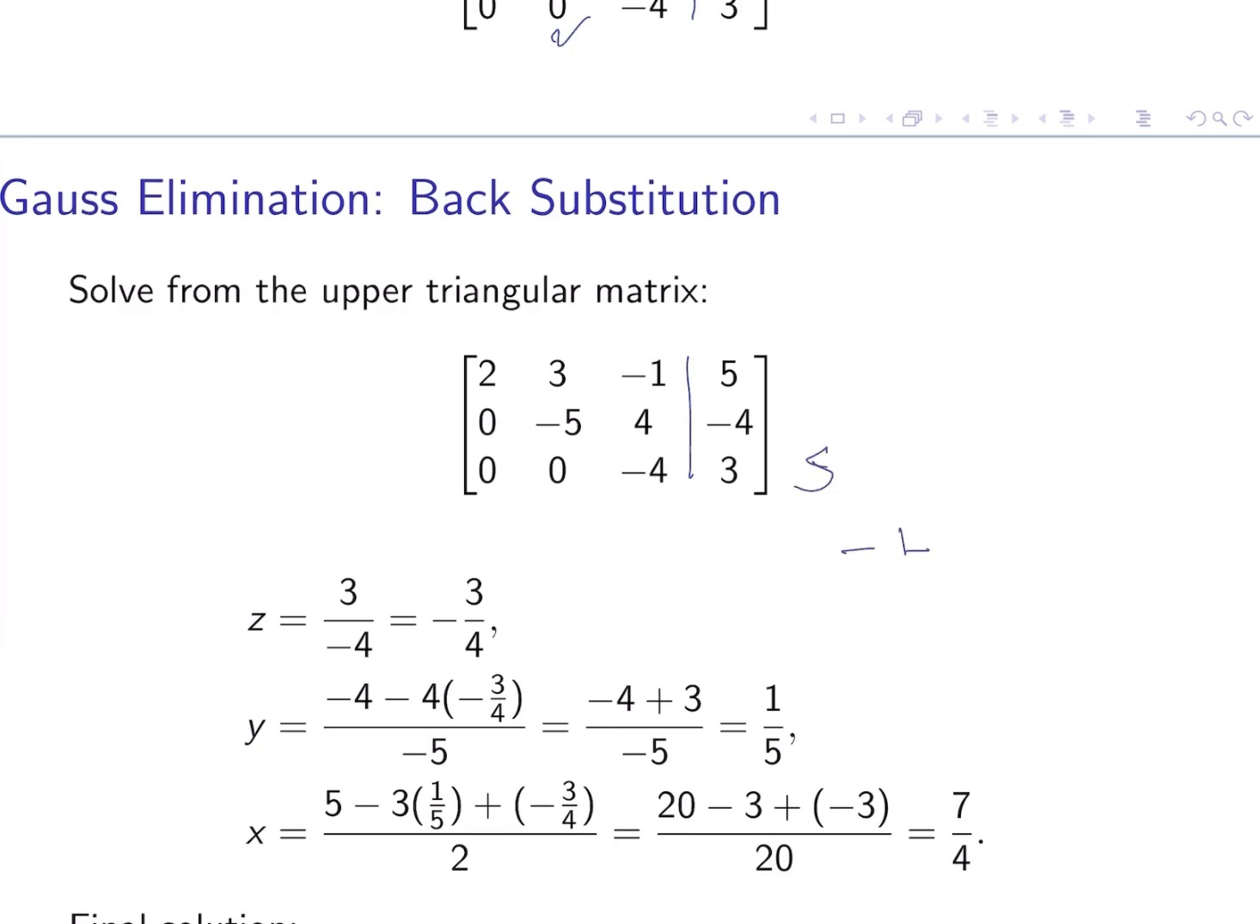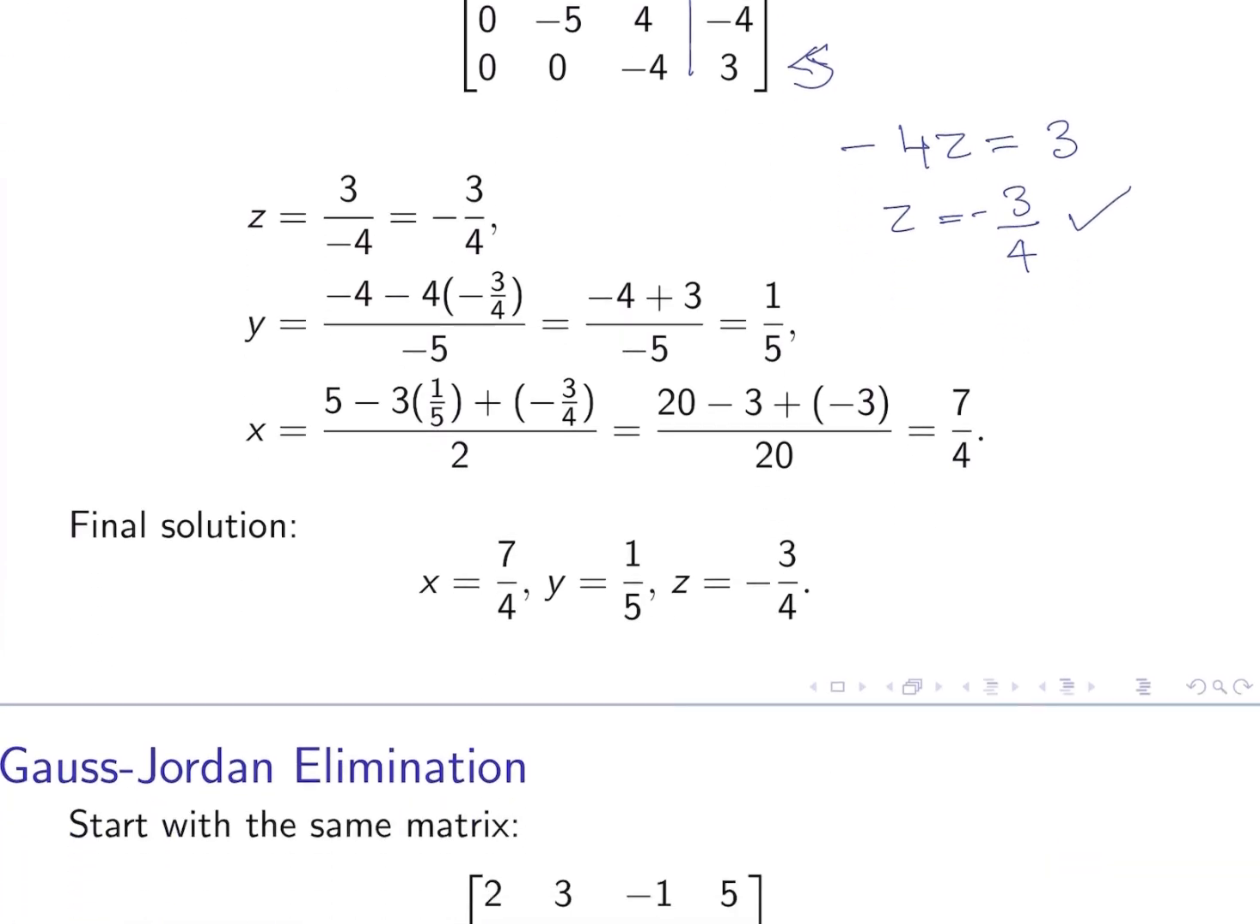So minus 4z equal to 3. After multiplying by minus 4, z equal to 3 by 4 with negative sign, right? So now this is going to be your back substitution. Then once the z value is confirmed, go back and substitute accordingly. So we found the solutions in this way, right?